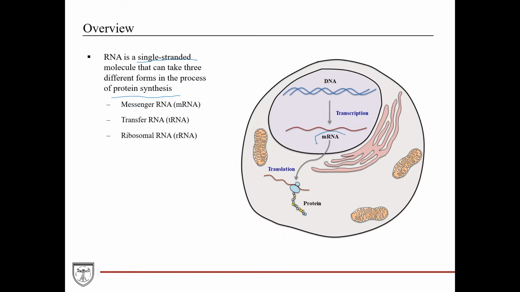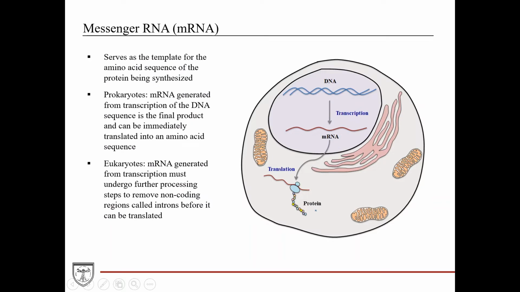mRNA is shown here, messenger RNA, and that makes sense because it carries the message of the gene that's being expressed from DNA, and then it leaves the nucleus and it can be translated into the protein sequence. So the messenger RNA, like we said on the last slide, serves as the template for the amino acid sequence. An important distinction to make between prokaryotes and eukaryotes is that in prokaryotes, this mRNA that's generated from transcription is the final product, and it can immediately undergo translation.